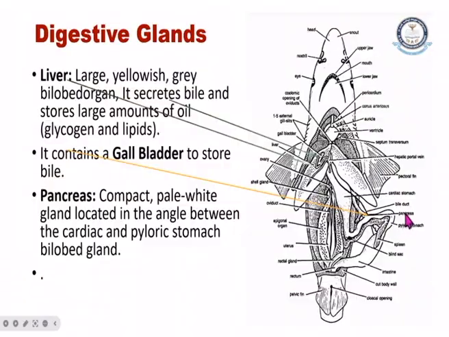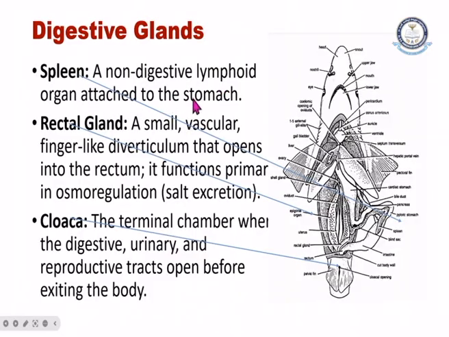The pancreas is a compact structure. In the previous picture I showed you the pancreas, which is present just below the stomach and at the entrance of the intestine. It is a compact pale white colored gland, located in the angle between the cardiac and the pyloric stomach, and it is a bilobed gland. All these secrete the digestive juices. Next is the spleen, a non-digestive lymphoid organ attached to the stomach.